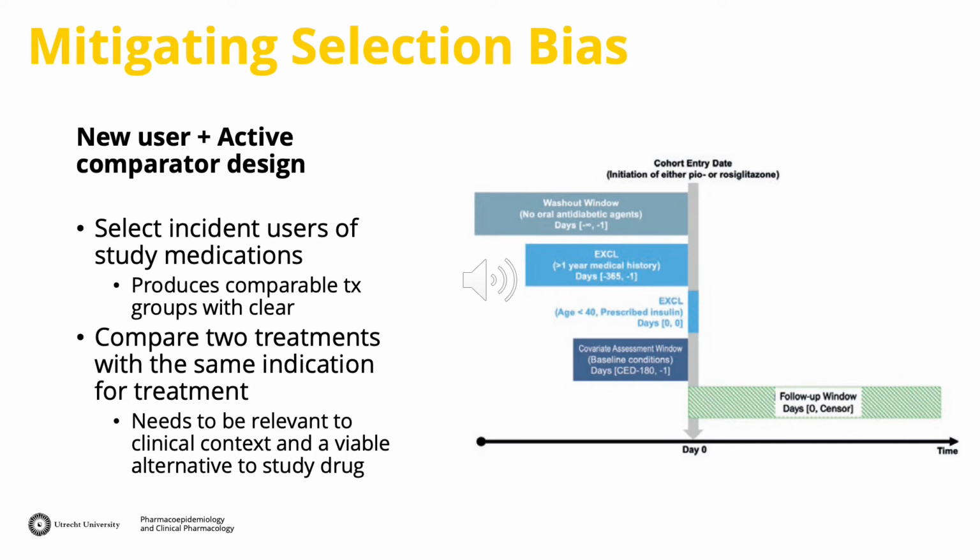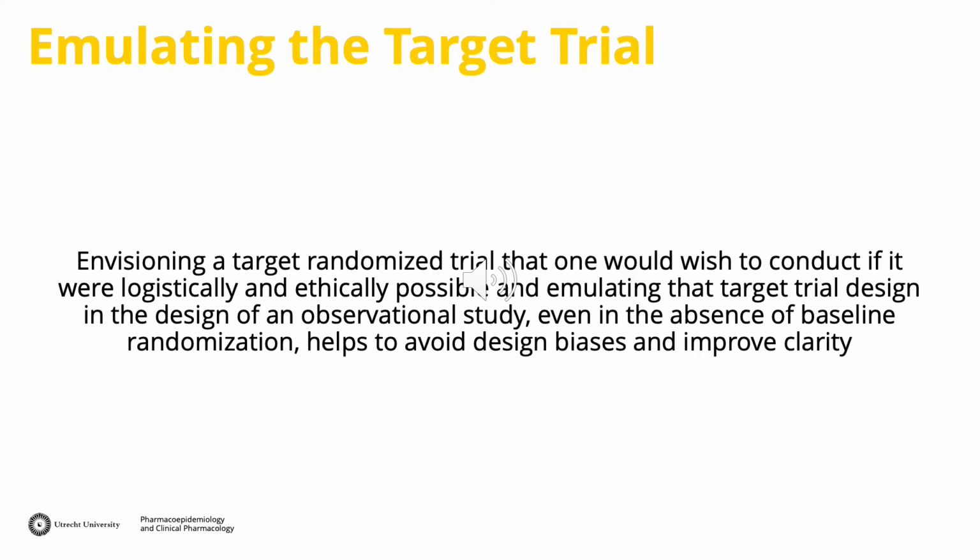As we're talking about all these different observational study designs, it's really important to point out that the best way to avoid bias in our study design is to try and do something that we call emulate the target trial. So the best way to actually design an observational study is to envision a target randomized controlled trial that you would want to conduct if it were logistically and ethically possible.